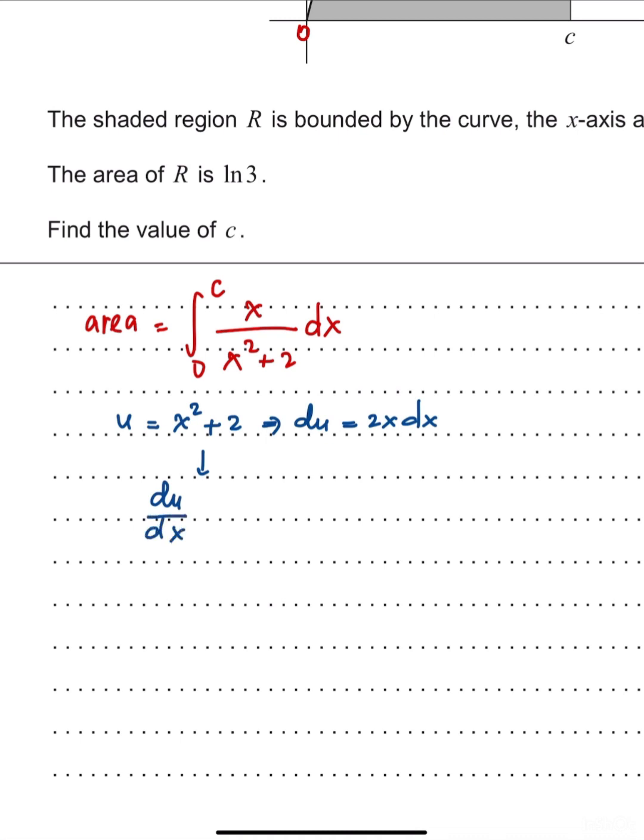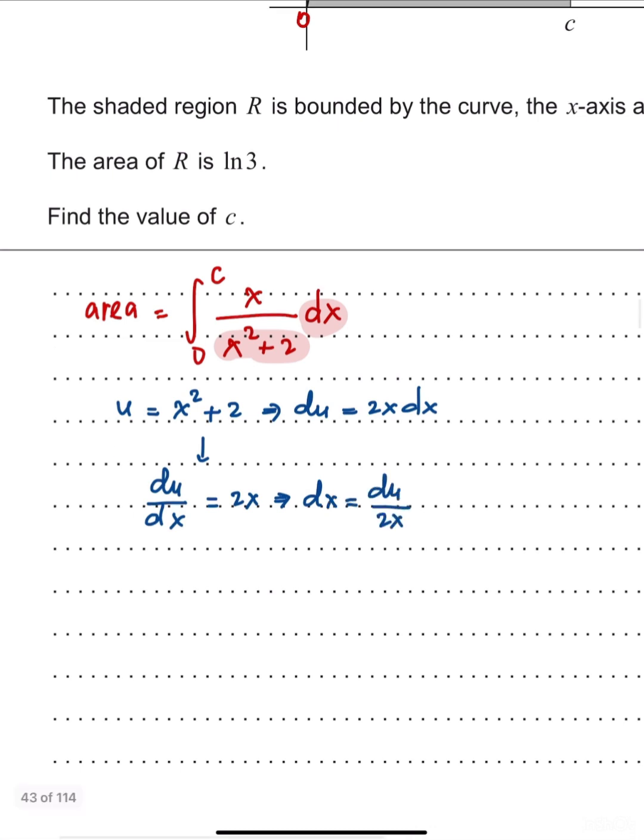We find du over dx because we already denoted u, but what about dx? We have to change dx to du. So in order to change dx to du, we have to find du over dx, which is equal to 2x. That means we get dx equal to du over 2x.